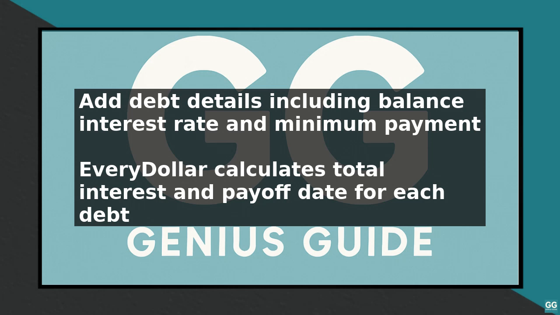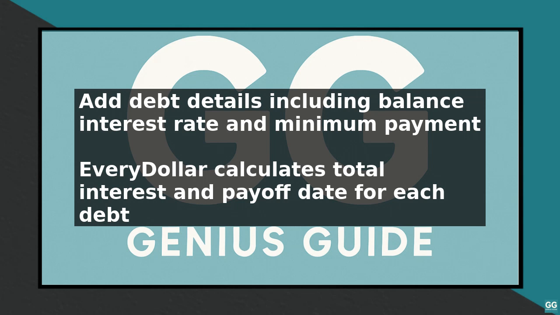To add a debt snowball, click on the Add Debt button and enter the details of the debt you want to pay off, including the balance, interest rate, and minimum payment. EveryDollar will then calculate the total interest you will pay over the life of the loan and the payoff date.